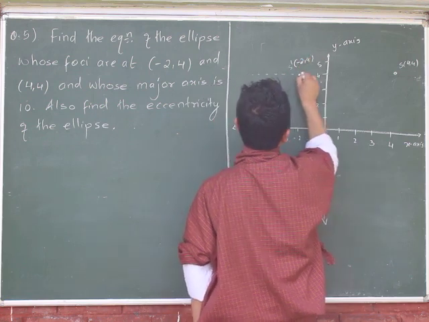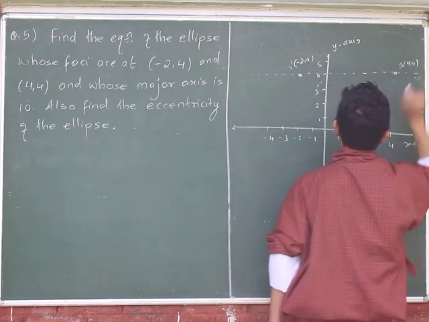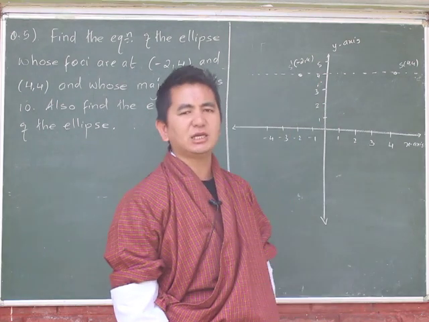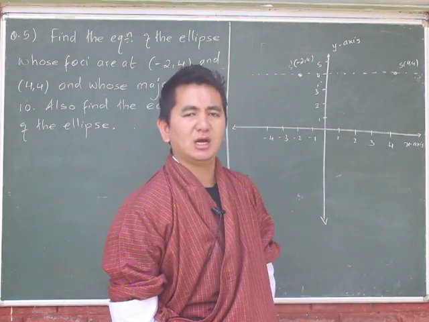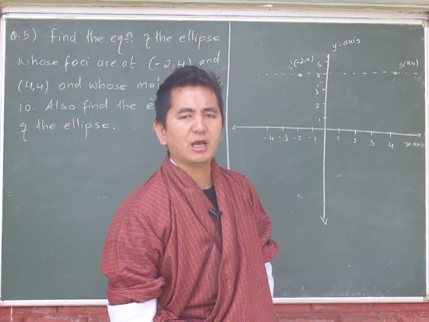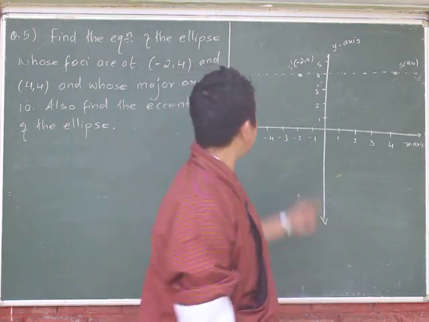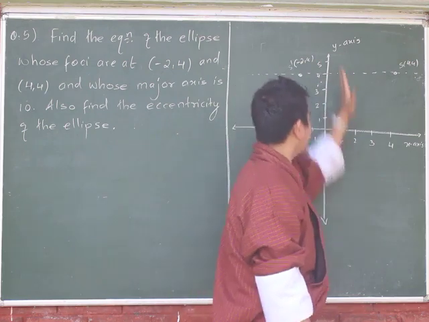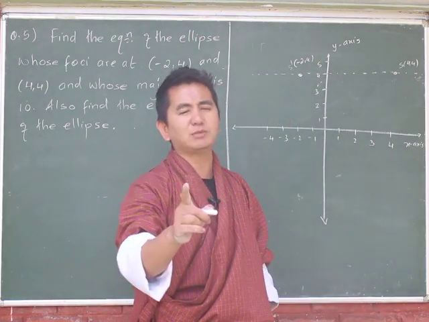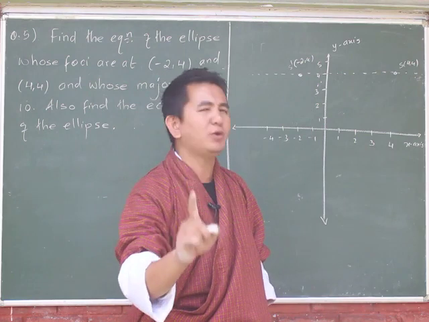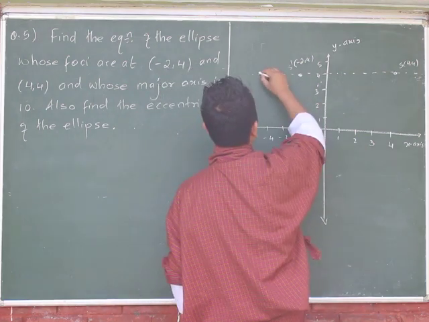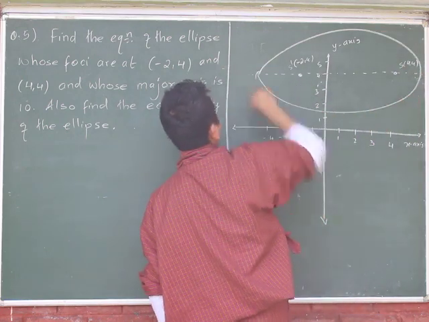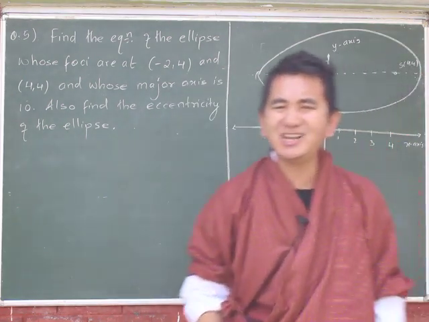And let me draw the axis. Always draw the axis, it will be much easier. Now looking at these focus points, we can clearly see whether it is horizontal or vertical. It is a horizontal ellipse because the foci lie along the x-axis direction. If the foci lie this way along the y-axis, then it becomes a vertical ellipse. I hope you have done the vertical ellipse. So let me draw a rough drawing of the ellipse. Okay, so this becomes the horizontal ellipse.